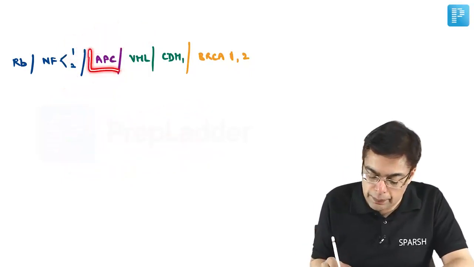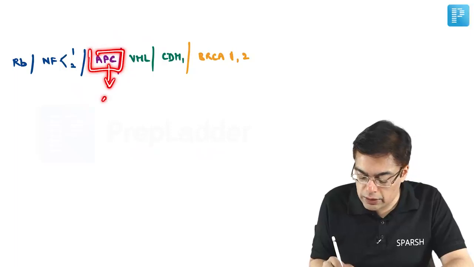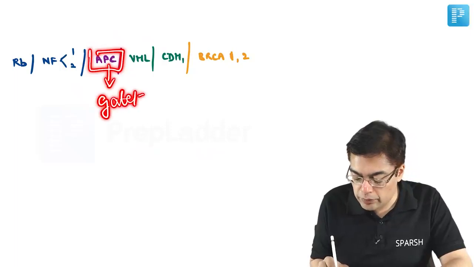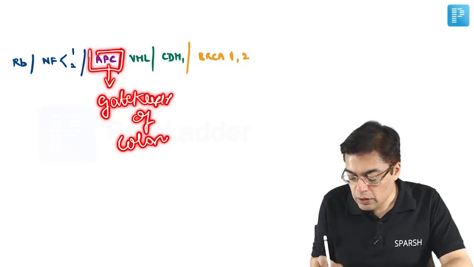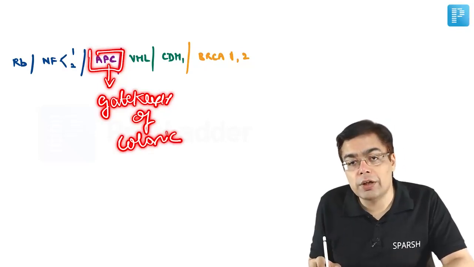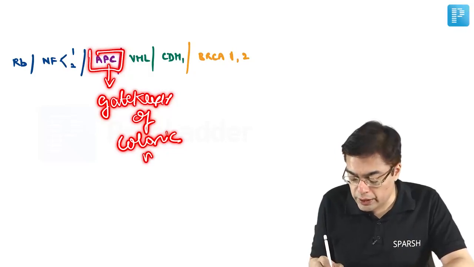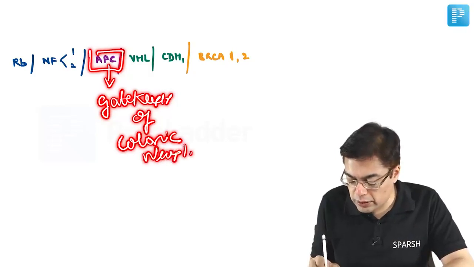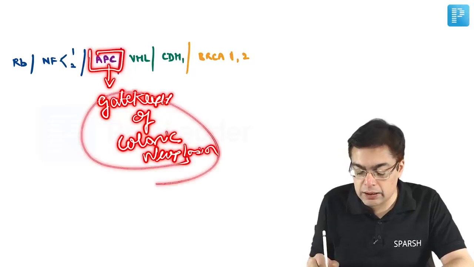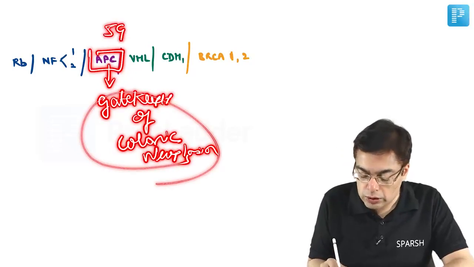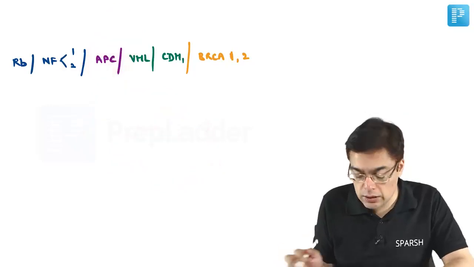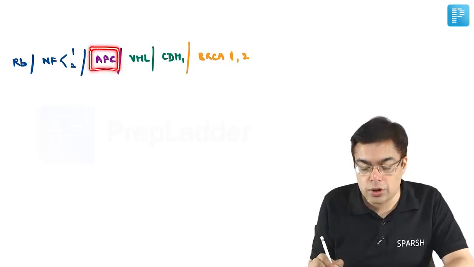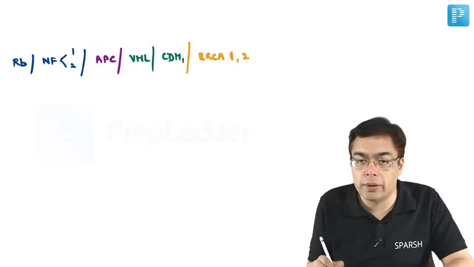When we are talking about APC, the APC is the one called the gatekeeper of colonic neoplasia. So there are different terms that you need to be familiar with. Governor of cell replication was RB. Gatekeeper of colonic neoplasia is the term that you use for the APC, and that has its location on the long arm of chromosome 5, associated with the development of colorectal cancer, because the APC gene can be associated with development of a large number of adenomatous polyps.